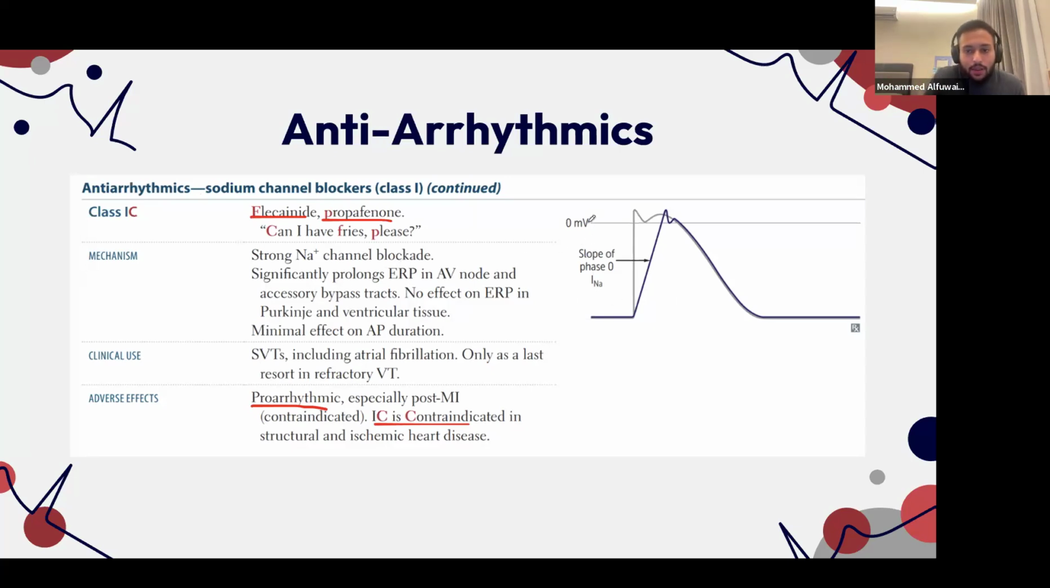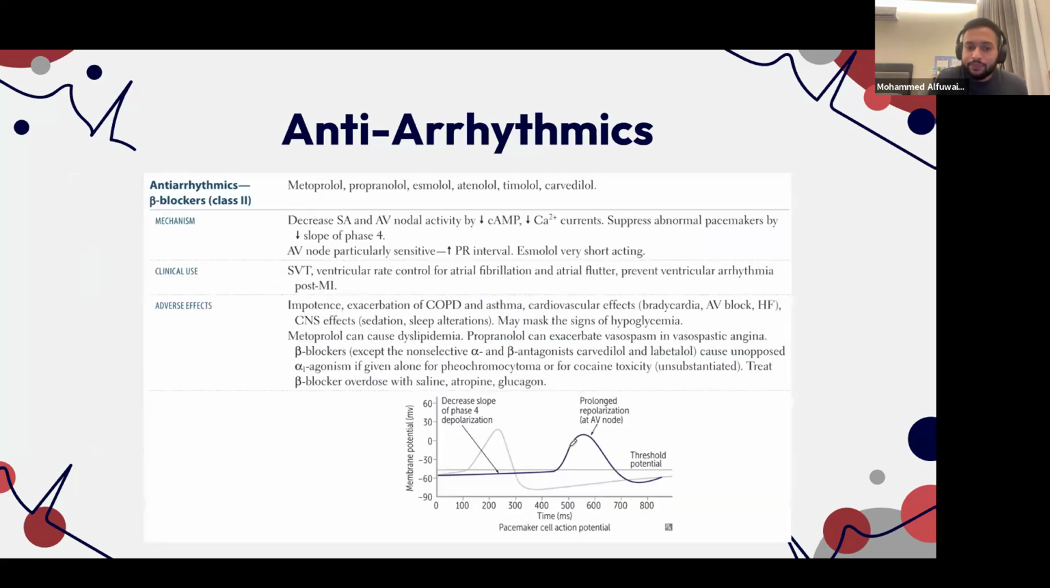Memorize these effects. 1A has moderate sodium blockade and slight potassium channel blockage, so it prolongs the repolarization, which will basically prolong the QT interval. 1B has the best effect on post-MI tissue, and it has the weakest effect, so the slope is the weakest. This one, 1C, has the most effect, and is contraindicated in post-MI tissue.